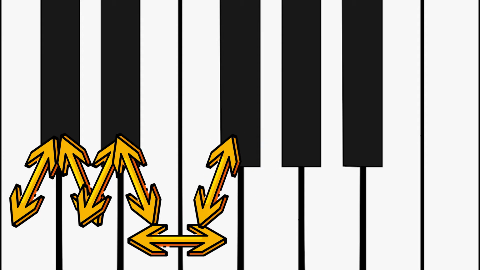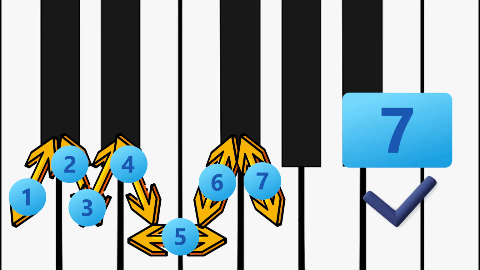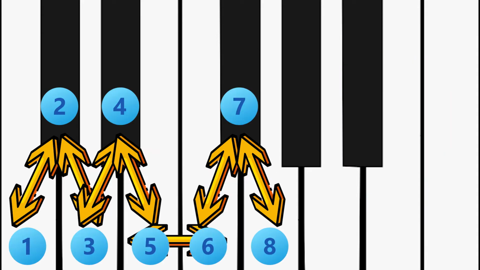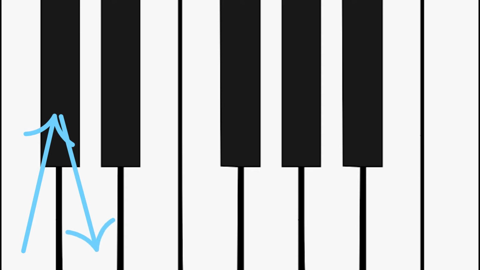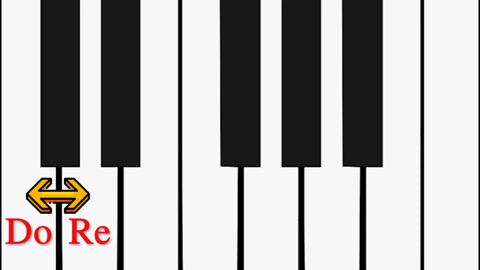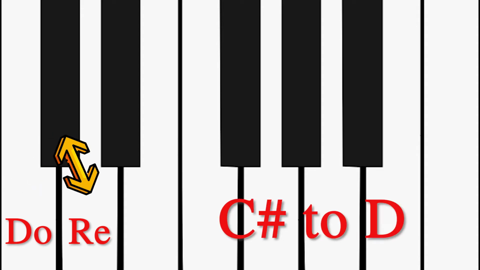In counting half steps, therefore, one must count the number of distances between the notes and not the number of notes involved in the interval. Whole steps, on the other hand, are simply 2 half steps combined. In this example, Do to Re is a whole step because it has the intervals of C to C sharp and C sharp to D.